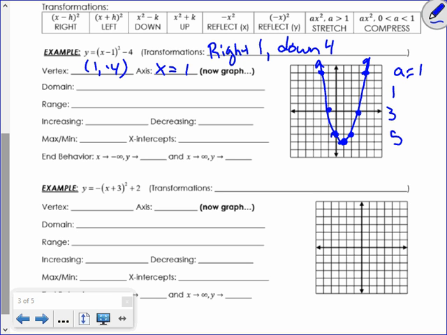So what's the domain? All real numbers. So we're going to use interval notation. So I have negative infinity to positive infinity. And then what's our preferred way of writing the set builder? x is an element of all real numbers. This is an R with a double vertical line for the script part.